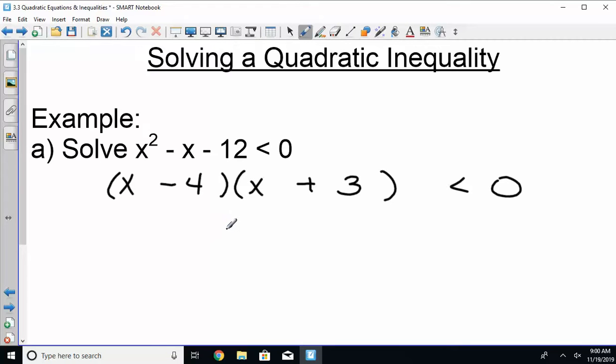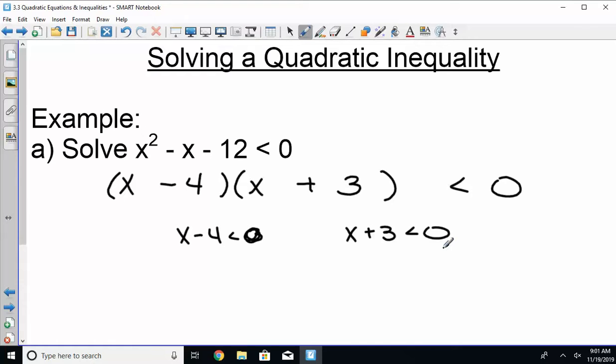Okay. You have to be careful. If you just say x minus 4 is less than 0, maybe, and x plus 3 is less than 0, you're going to get the wrong answer. Because if less than 0 means negative, right? If you take a negative times a negative, what do you get? Positive. A positive. So can both of those things be negative at the same time? No. It means one could be negative and one could be positive, or vice versa.